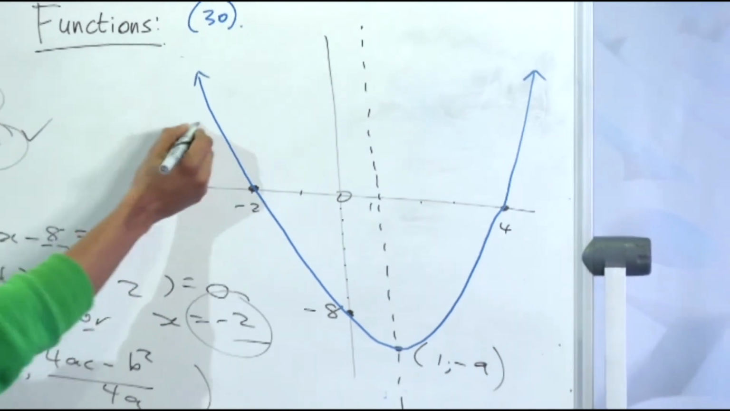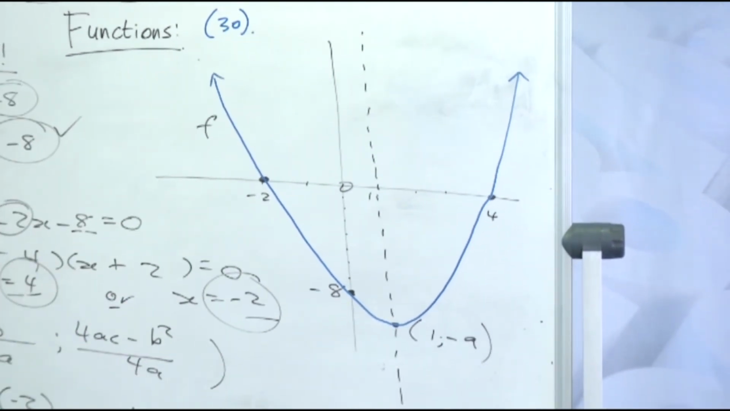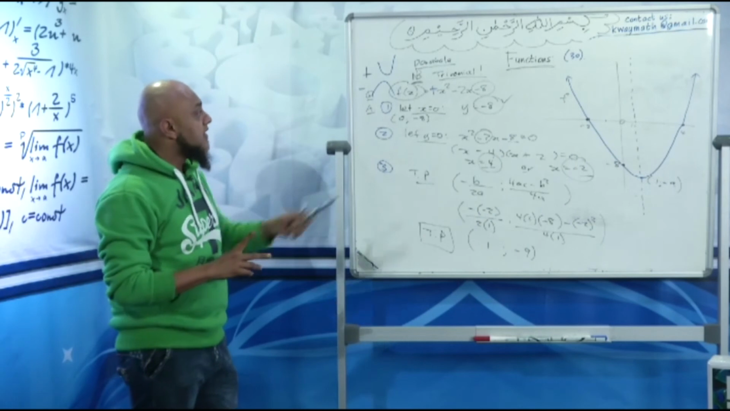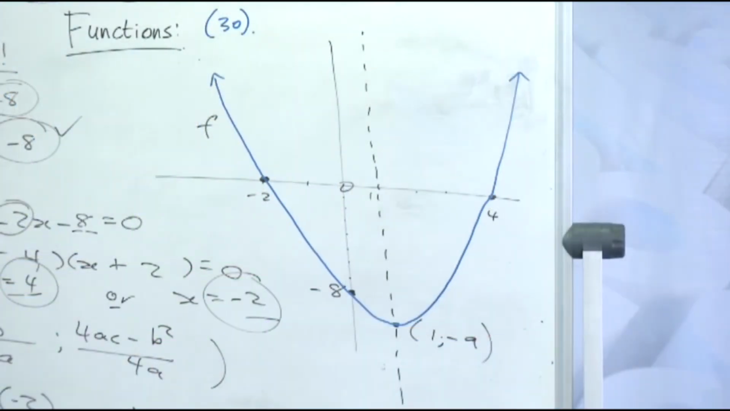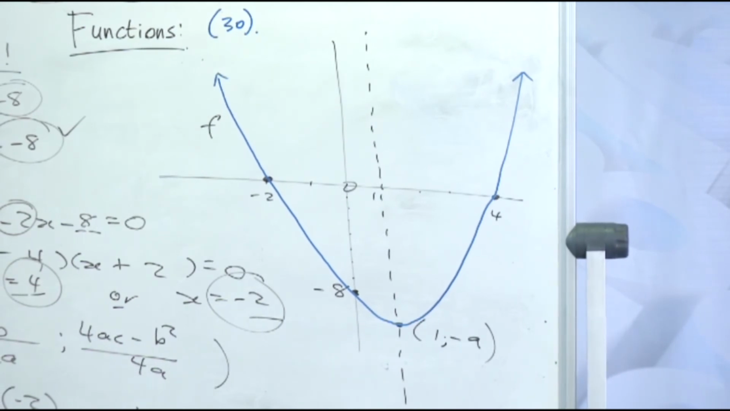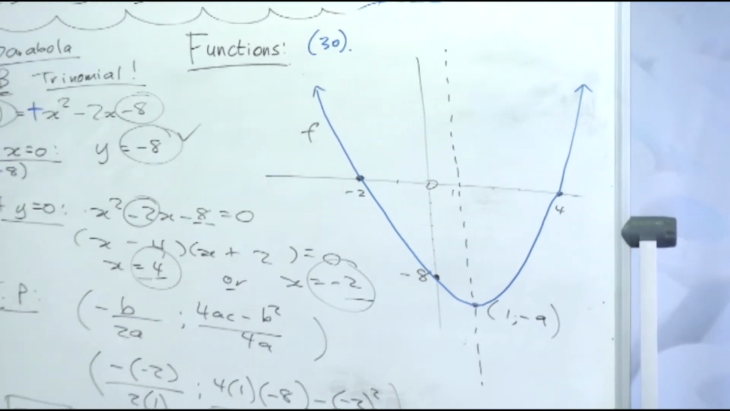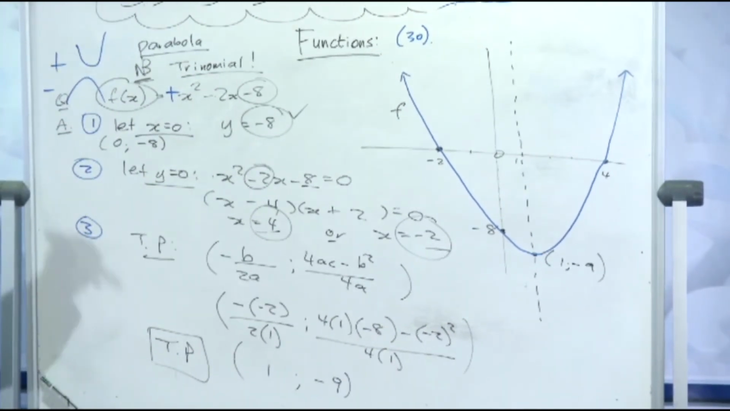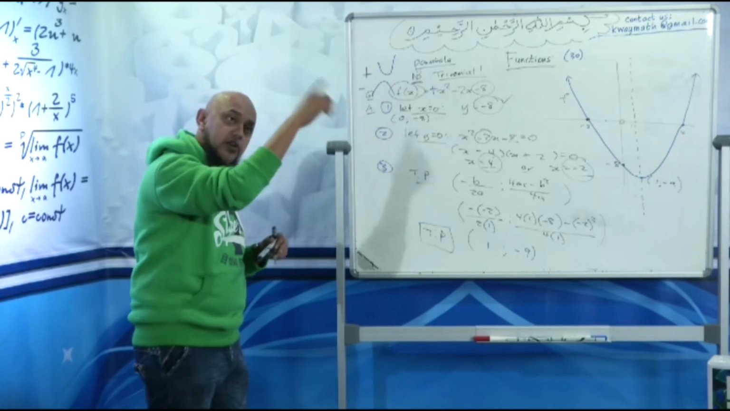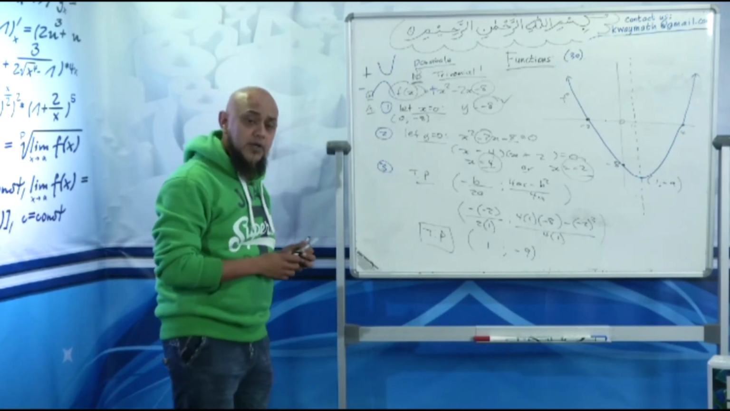And you call it graph f. And there you go. A graph like this is worth 6 to 8 marks. Please make sure you know it. Okay, so that's the process. Let x equal 0, solve for y. Let y equal 0, solve for x. Turning point formula: minus b over 2a, 4ac minus b squared over 4a. Take those points, plot them on your graph, join the dots, and Bob's your uncle.